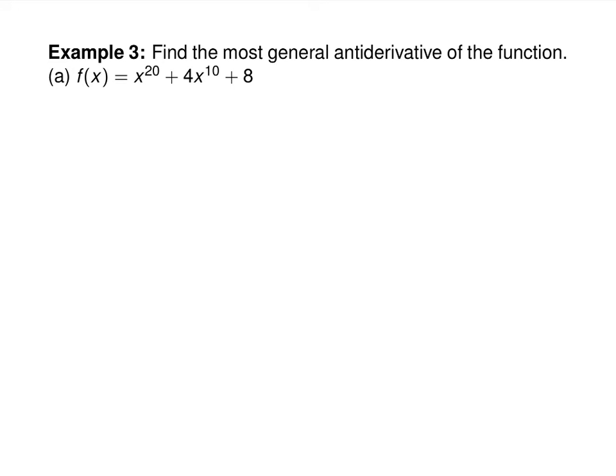So let's use this. Find the most general antiderivative of the function. Capital F, mostly this is just what I'm gonna call the reverse power rule. So what's the antiderivative of x to the 20th? 1 over 21, x to the 21st. The 4 doesn't matter, just leave it alone. X to the 11th, and then it'd be 4 over 11, because 4 times 1/11 makes 4/11ths. What's the antiderivative of 8? 8x, great. And then don't forget your plus c's.